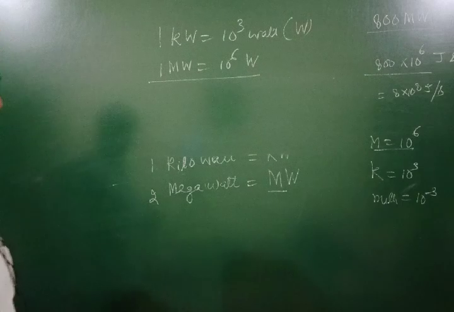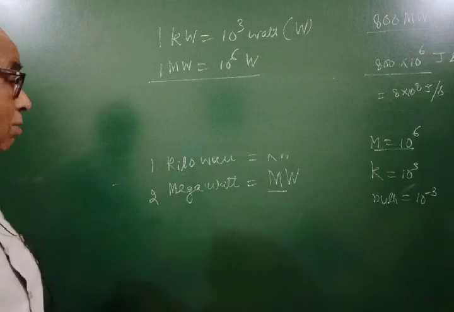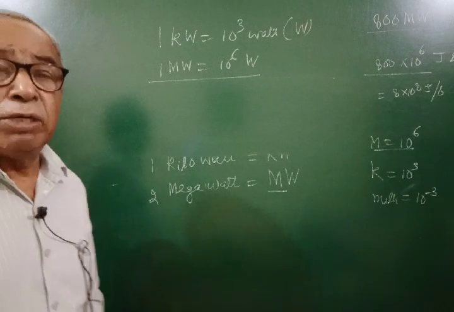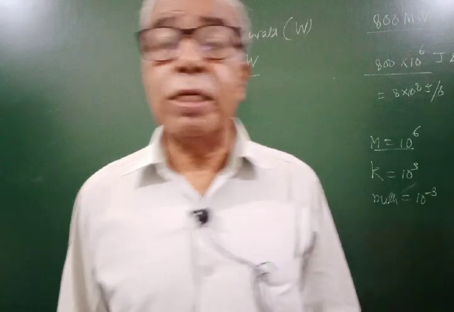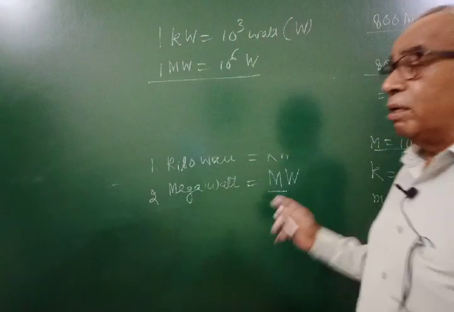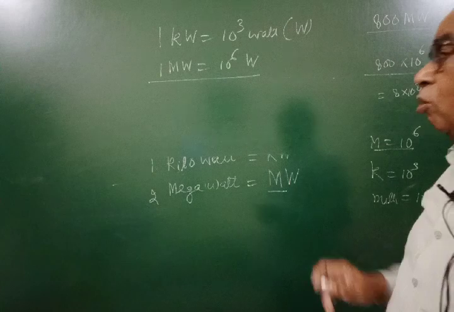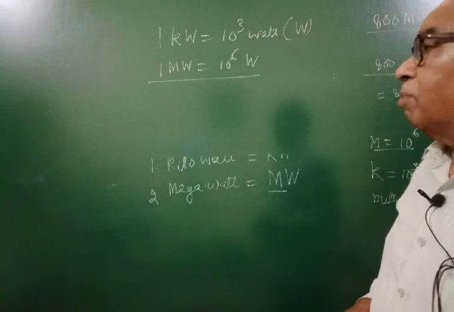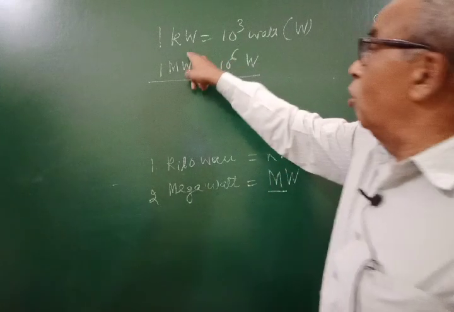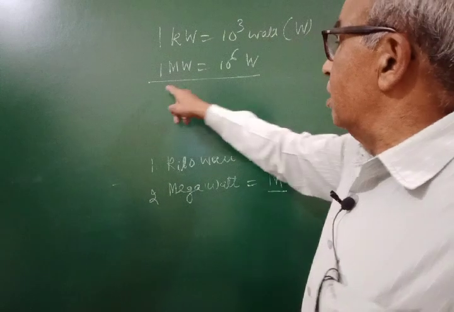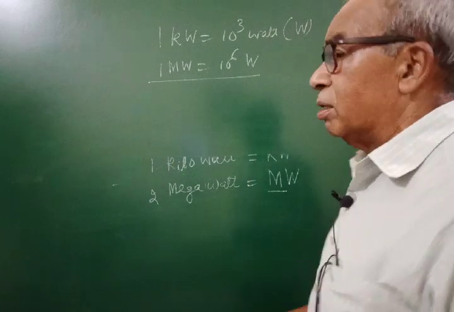So I think you have got the unit of power. What is the SI unit or MKS system unit? Watt. And since watt is a small unit, for commercial purposes we use bigger units like kilowatt, 10 to the power 3 watt, and megawatt, 10 to the power 6 watt.